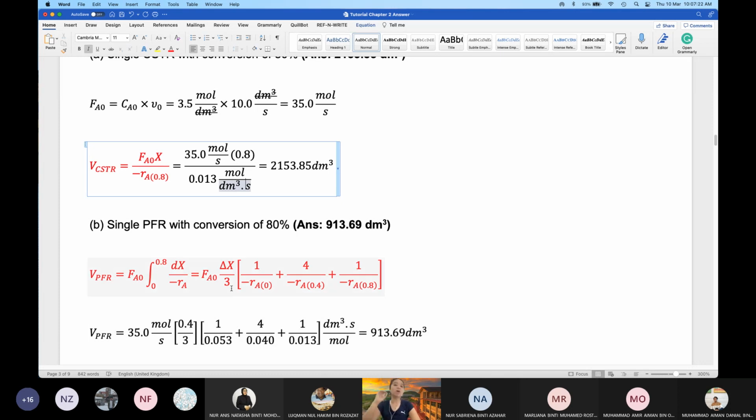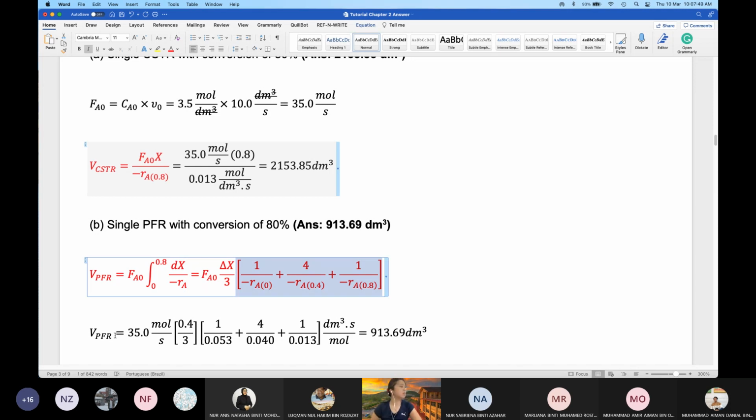Third, the last 3 points. So it becomes 1 per minus RA at my initial x, which is 0, plus 4 per minus RA at my middle x, 0.4, plus 1 per minus RA at my final x, which is 0.8. So again, substitute je value, nak cari volume. So part yang kiri, apa yang kita nak cari. Part kanan semua kena ganti dengan nilai.